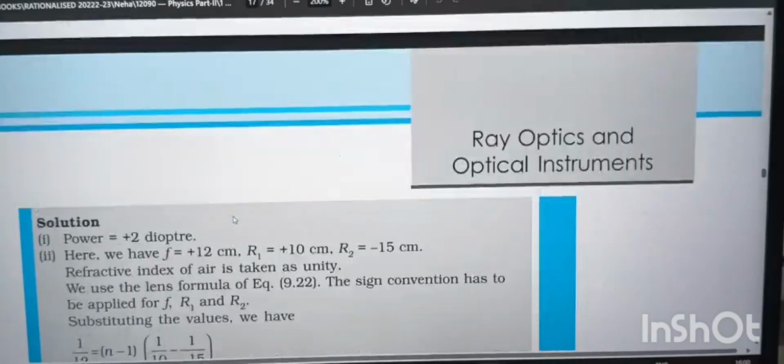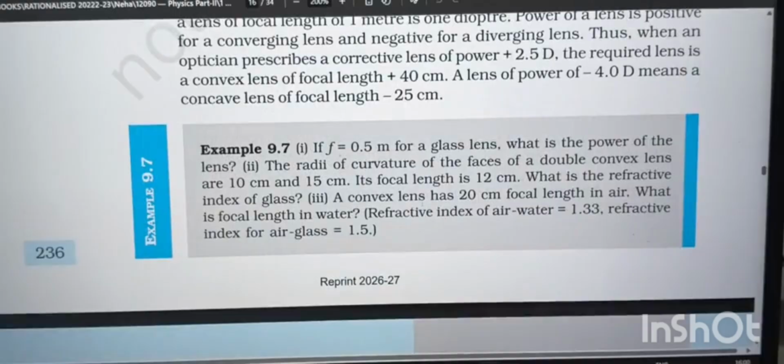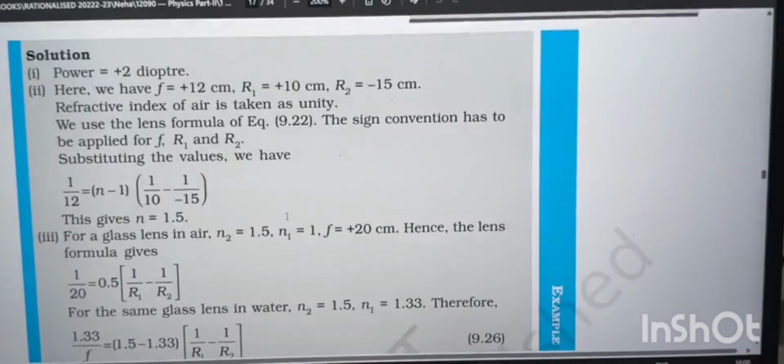Now the third question is, suppose the convex lens is, again convex lens, positive focal length is there, but in case of air, and what is the focal length in water? So there is this convex lens made up of this glass material, and if you're going to hold it up in air, then this is the focal length that it's going to have. But if you're going to put it inside the water, then what will be its focal length? Again same formula only we will be using.